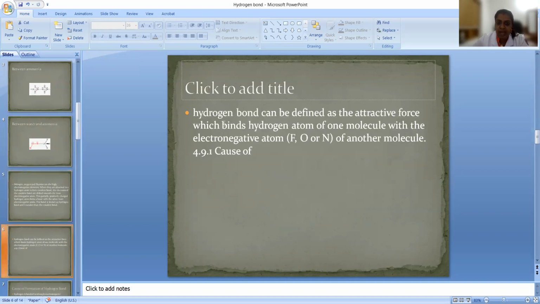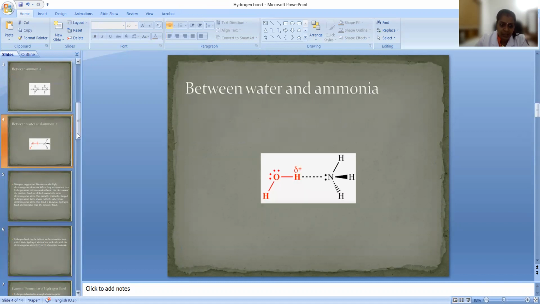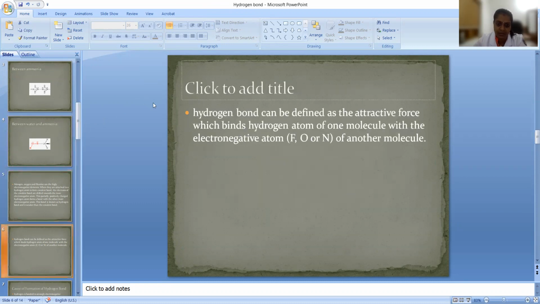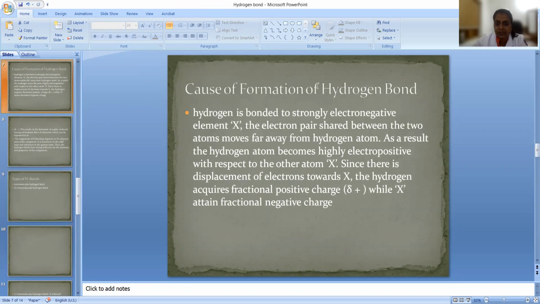Now we can define the hydrogen bond. It is the attractive force which binds the hydrogen atom of one molecule with the electronegative atom of another molecule. The formation of hydrogen bond we already discussed.